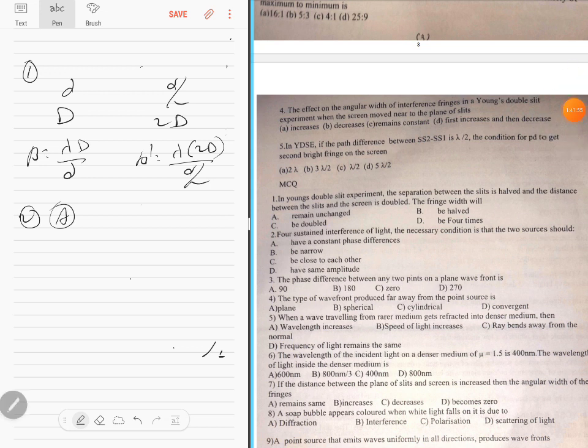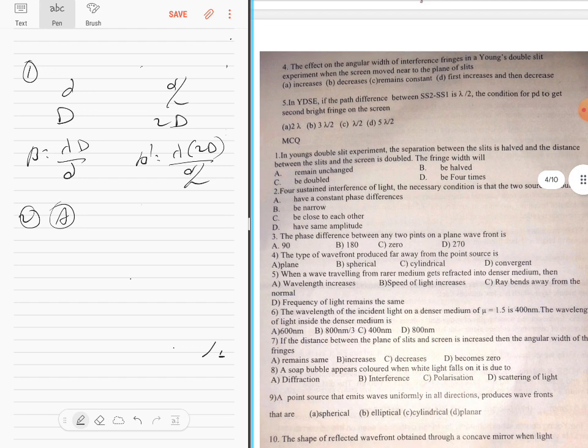So considering all these conditions, which one will go for it? Slit should be narrow, constant phase difference, close to each other. Have the same amplitude? No, should have slightly different amplitude. So the necessary condition is that the two sources should be, everything is there other than D. I don't know what to say. Okay, I really don't know. Everything is so important for sustained interference.